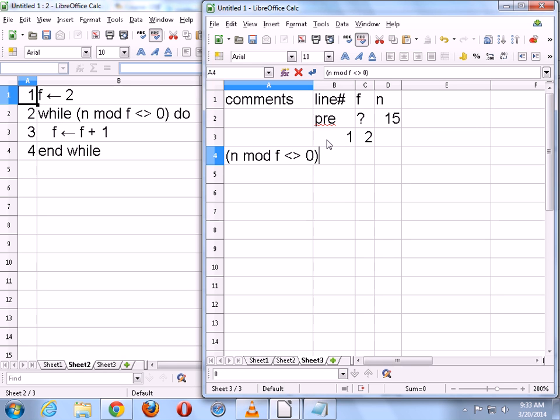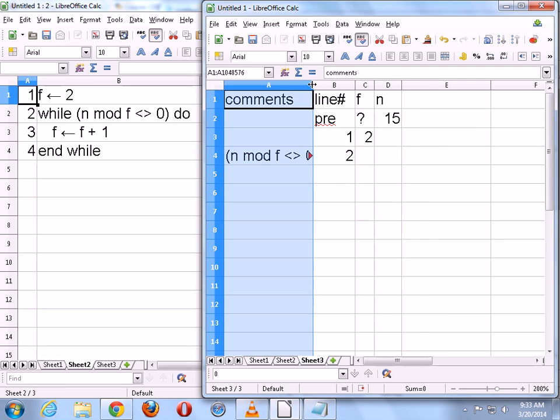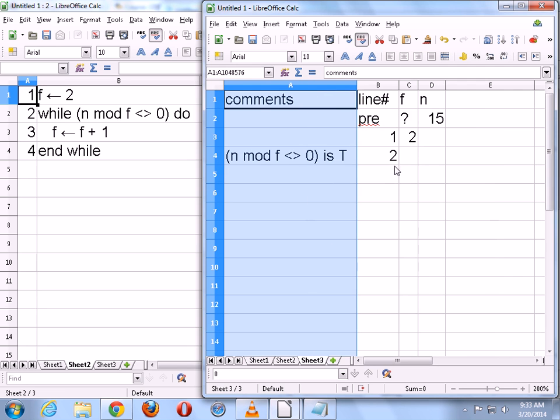It is true, okay, because n is 15, n divided by f has a remainder of 1, right? 15 divided by 2 is 7 with a remainder of 1. Is 1 different from 0? It is true. 1 is different from 0. So as a whole, as a condition, it is true. If the condition of a while loop is true, then we have to perform another iteration.